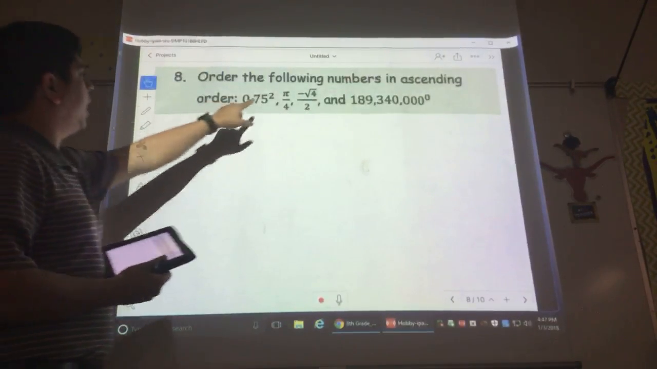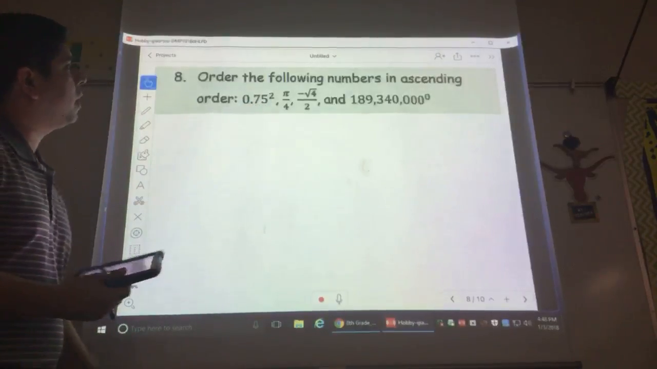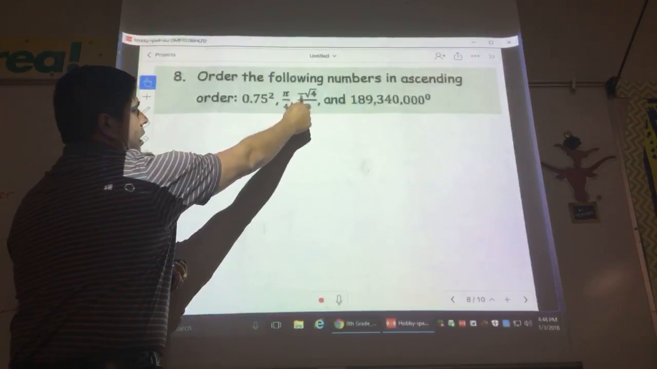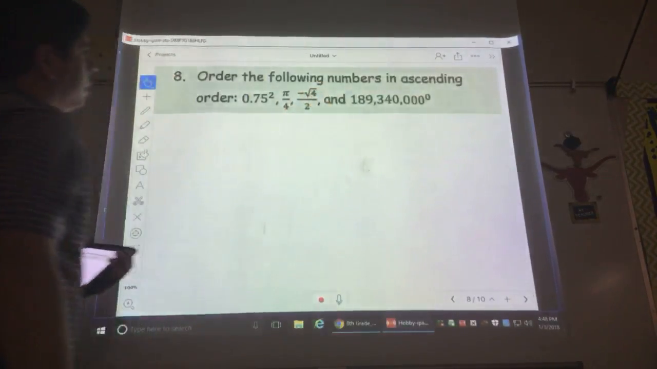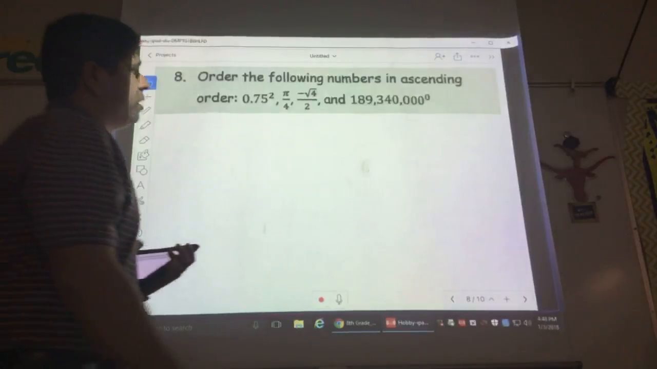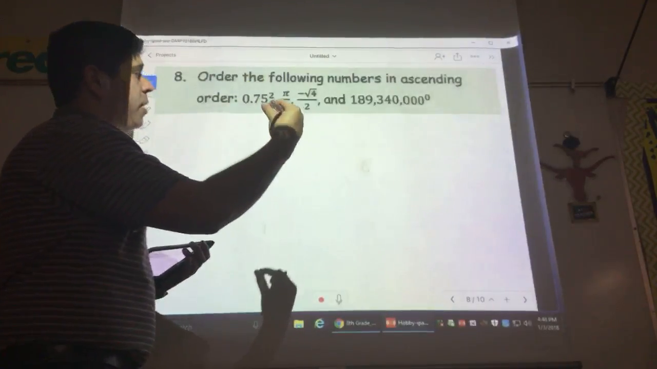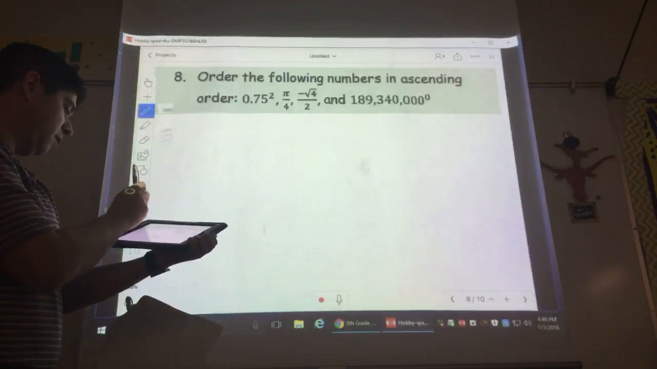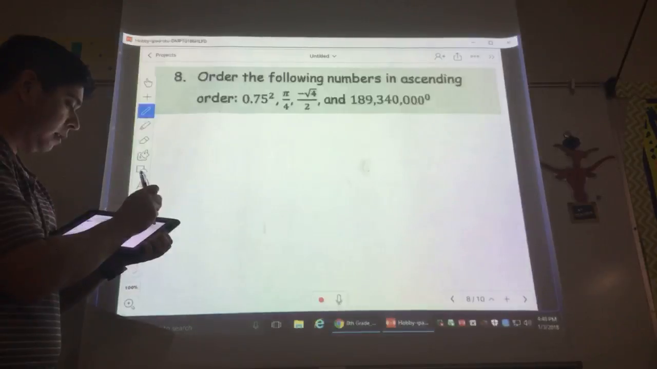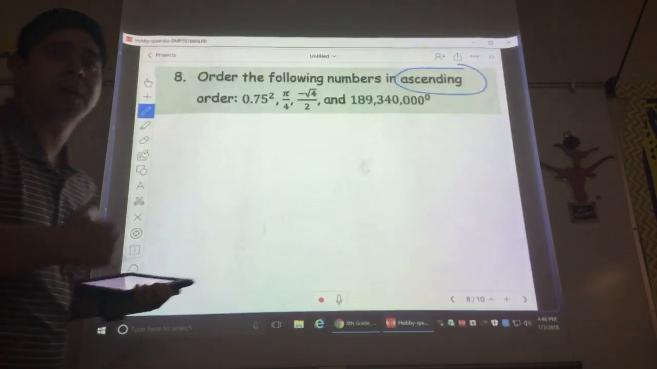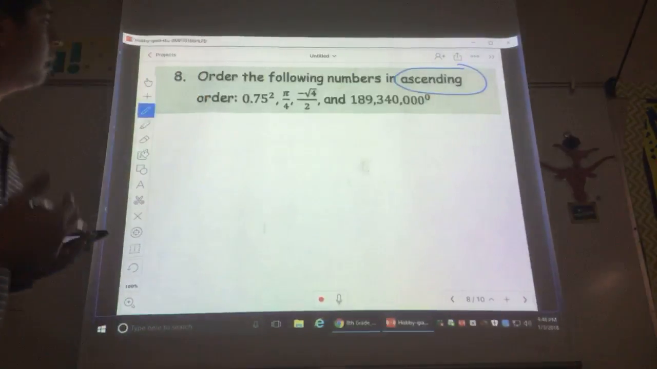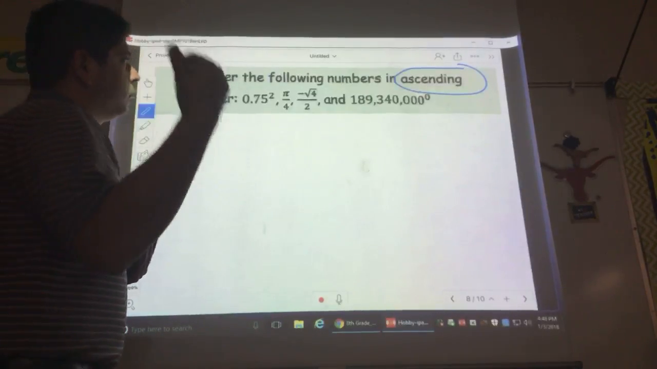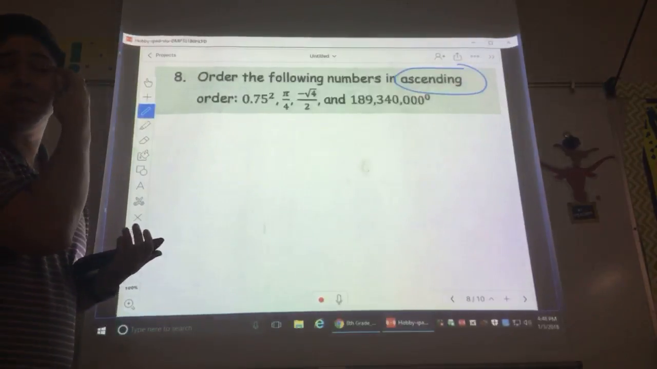Order the following numbers in ascending order. 0.75 squared, pi over 4, negative square root of 4 over 2, and then 189,340,000 to the 0 power. Okay, so ascending order. If you don't have a calculator that can do most of these things, convert them, right? Because we have to convert them to some decimals. If you don't have a calculator that can do all that, then set it up and come in the morning tomorrow. Use one of our calculators here in the classroom.